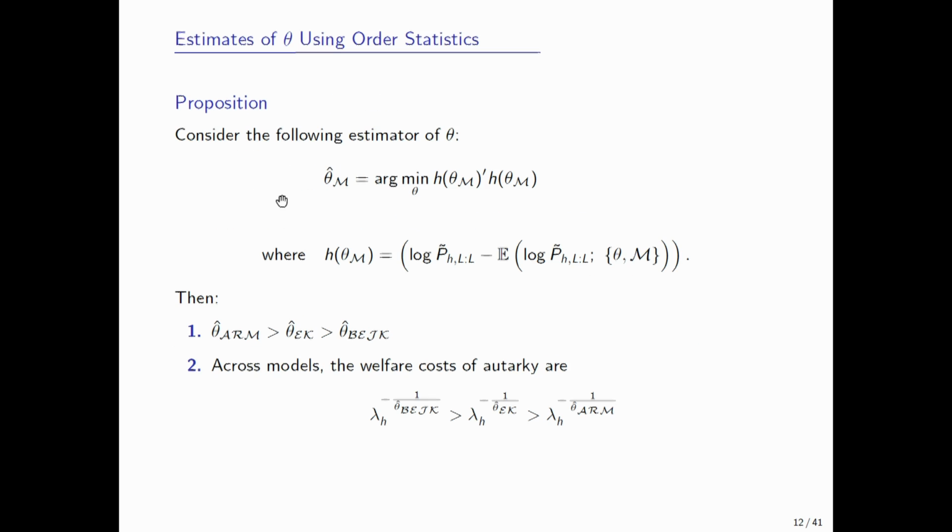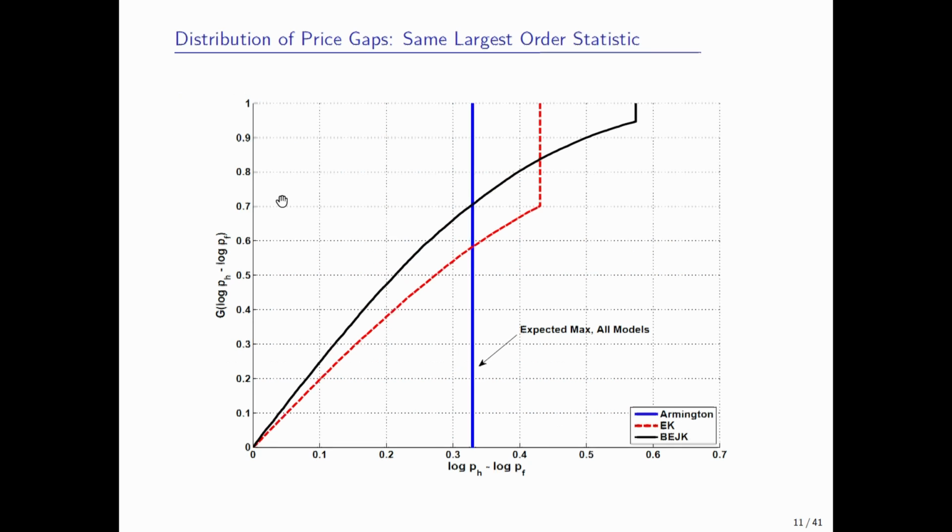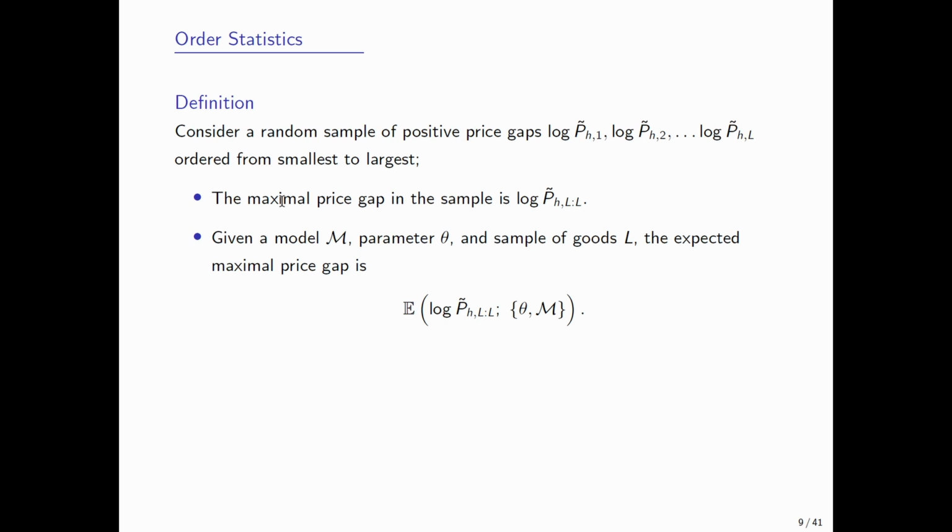This estimator, this reflects the max? The max. That's log P tilde, which I had defined to be the max. Got it. Maximal price difference.